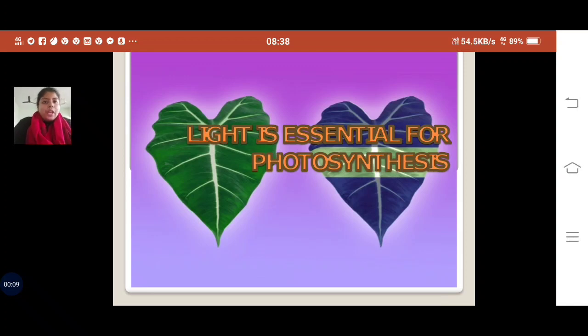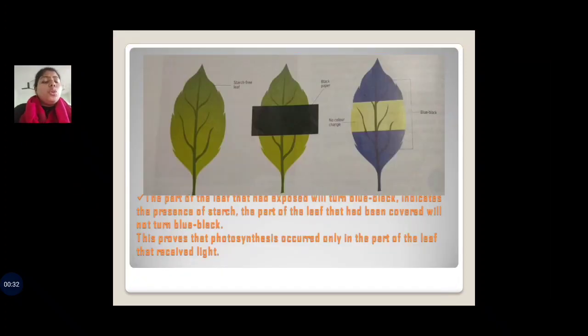Today we are going to know the importance of light for photosynthesis. Yes, it is very important that light should be present for the process of photosynthesis. So today we are going to study how it is important. For knowing this, we need to perform a demonstration.